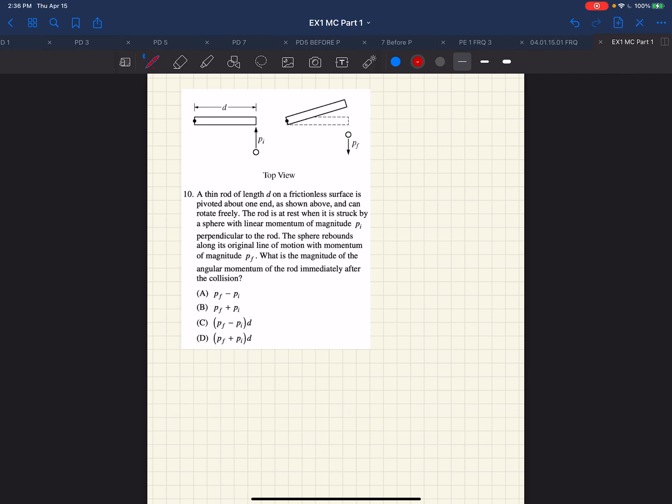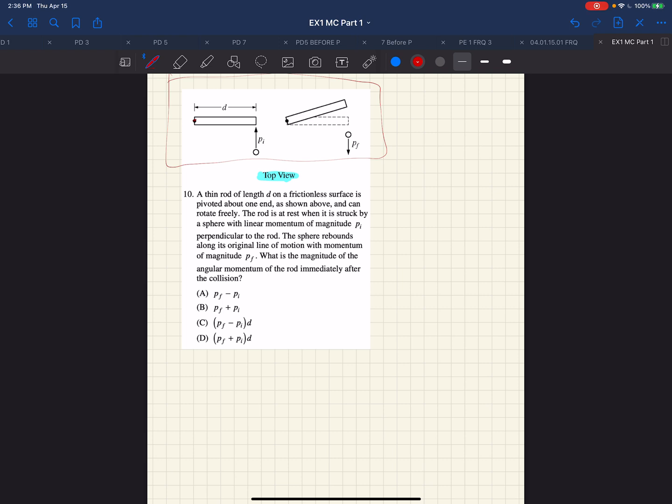So this question can be difficult if we do not recognize that this is a top view. So we could picture this setup being on a table, and this is like the spinner in a game or something like that. That's really important. Here's our hinge location. We're told that there's this thin rod, and it's a frictionless surface.